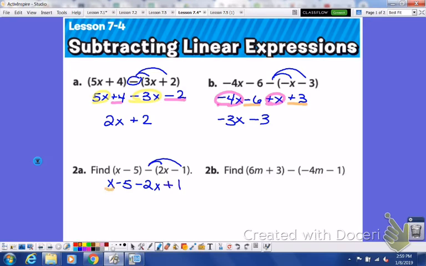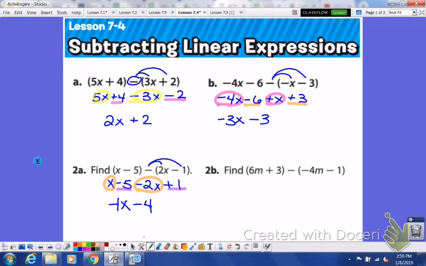Go through and find our like terms. We have an x, we have negative 2x, we have a negative 5, and a positive 1. So x minus 2x gives us a negative x, or negative 1x. Negative 5 plus 1 gives us a negative 4. So negative x minus 4. If you need to, you can write that 1 there so that it's a negative 1x.